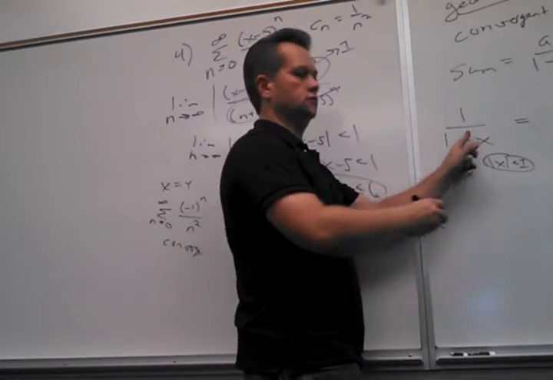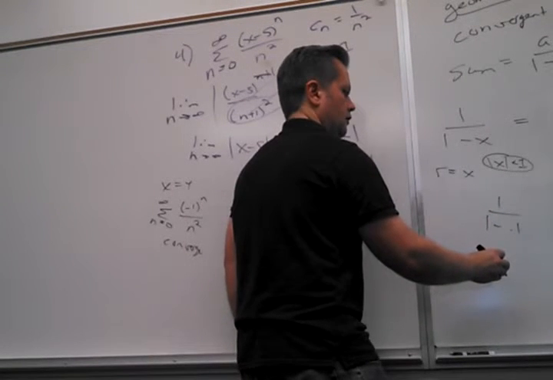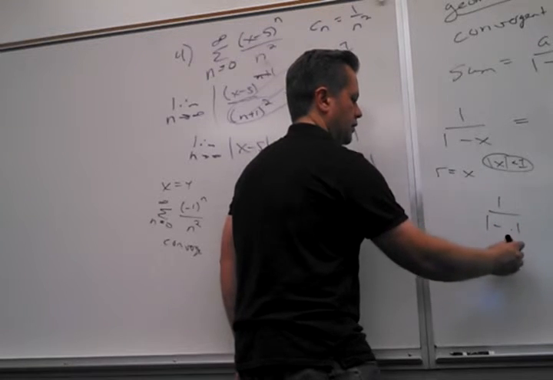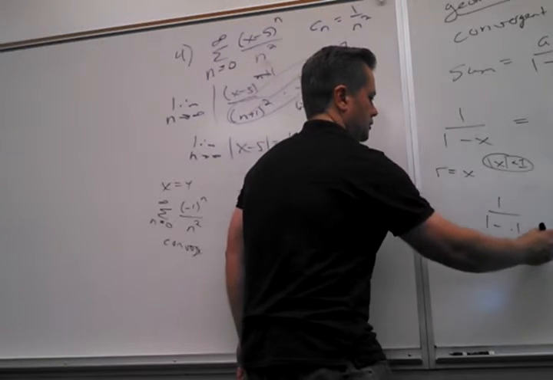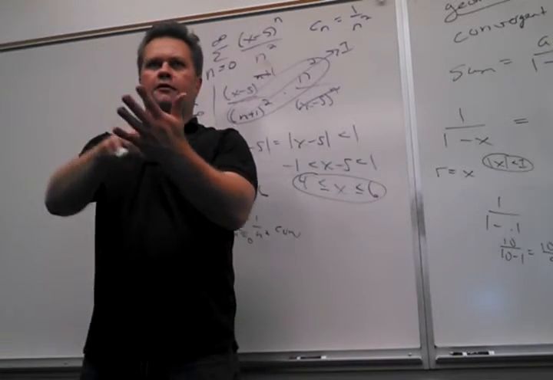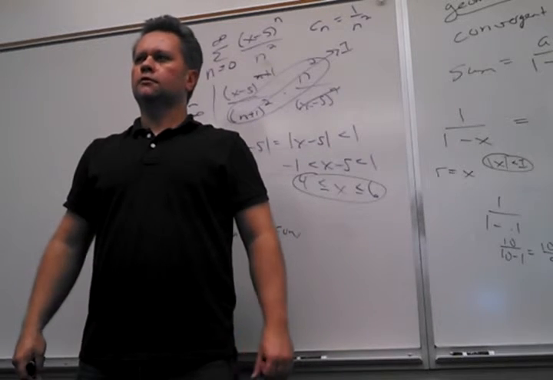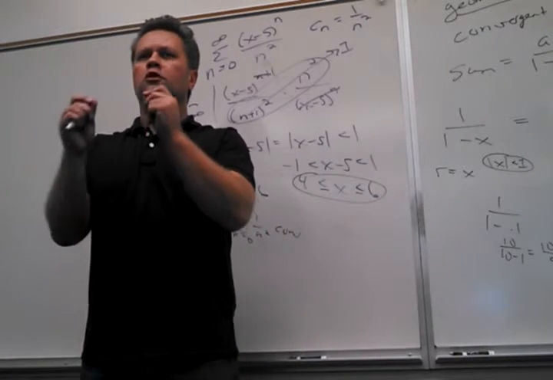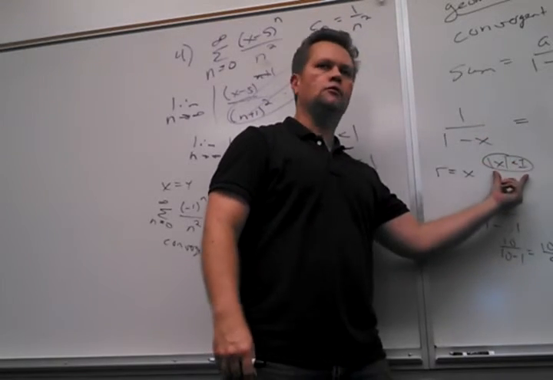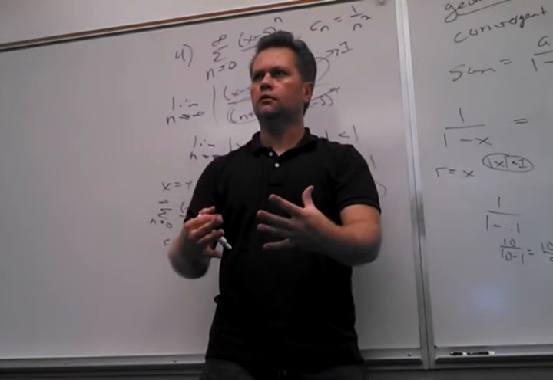Now what do you get on this side? 1 over 1 minus 0.1. Multiply by 10, you get 10 over 10 minus 1. 10 ninths, and what is 10 divided by 9? 1.111 forever. So I just want to show you a concrete example. We know this is true if the absolute value of x is less than 1. We know this is true just because it's geometric.